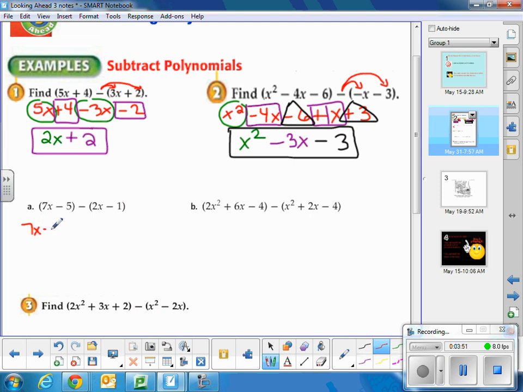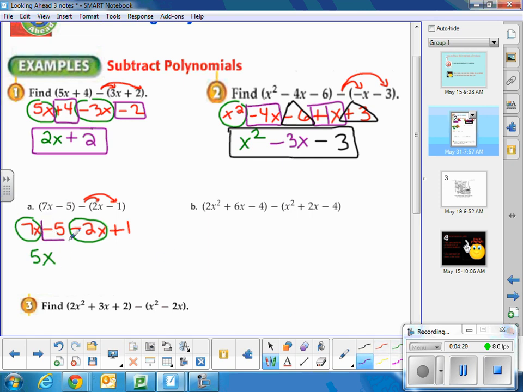7x minus 5 is going to stay as it is. And then you're going to subtract everything that's inside the second set. So you're going to subtract 2x and then subtract a negative 1, which is the same as adding 1. Now go ahead and combine like terms. The 7x is going to be combined with the negative 2x. 7x plus negative 2x is 5x.